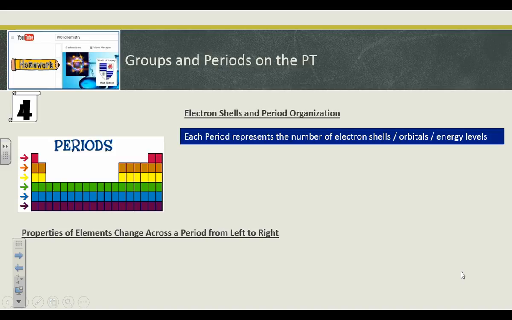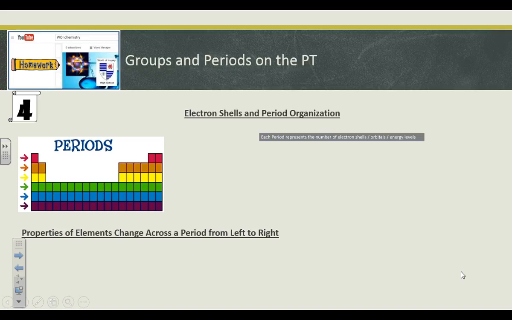Each period represents the number of electron shells, orbitals, or energy levels. Those three terms are synonymous. That means they mean the same thing. So I can use any one of these words and I mean the same thing. Energy levels is orbitals, is electron shells. And not only will I use any of those words interchangeably, I'm sure New York State will also. So you need to be prepared.